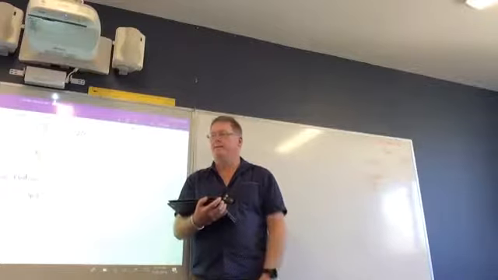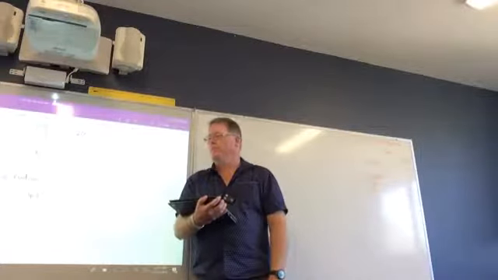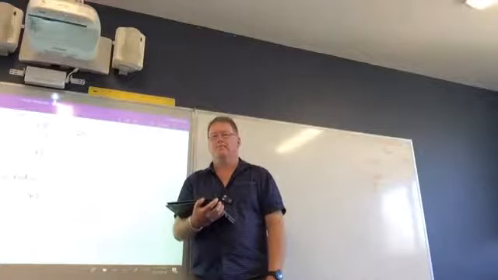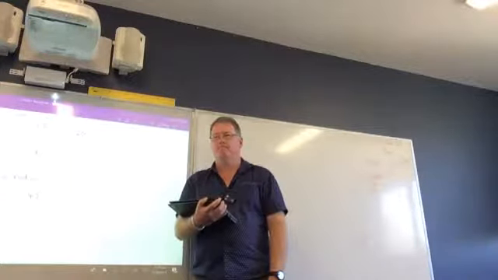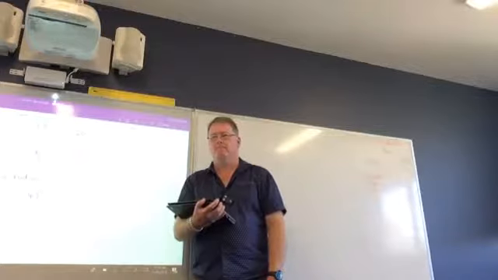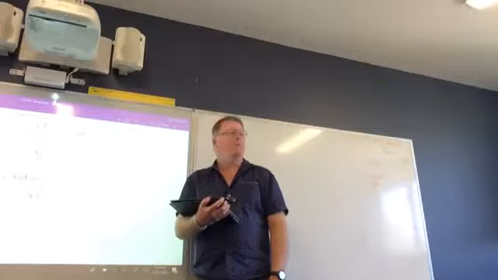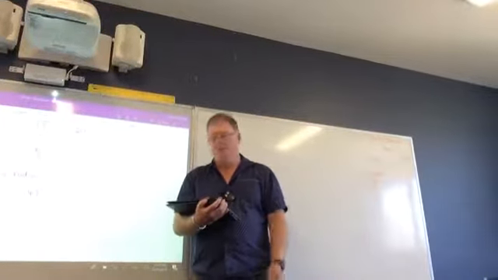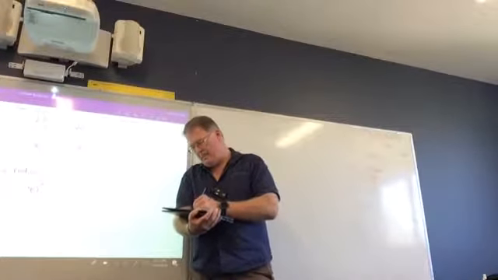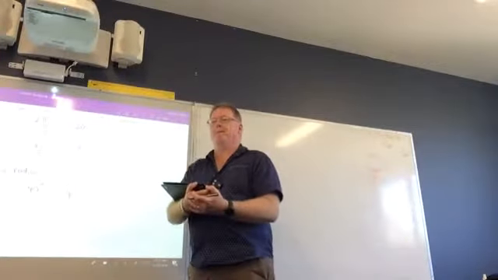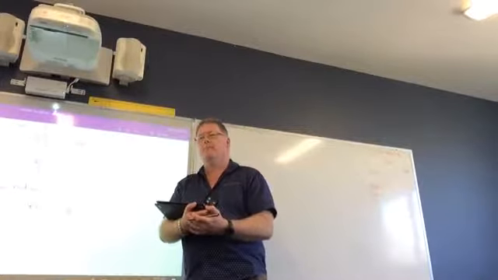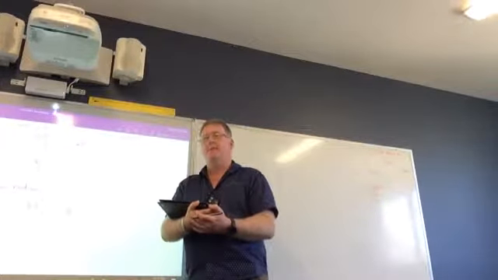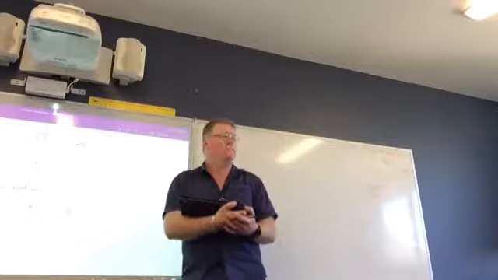Just give people a check. What do you reckon, Owen? Pi over 4. Owen thinks pi over 4. Do people agree with that? Owen, can you tell me how you got it, please? Well, I know that half of pi is 90 degrees. And 45 degrees is half of 90. Yep, 100%. So there's ways and ways.